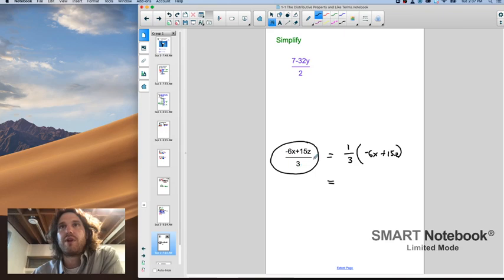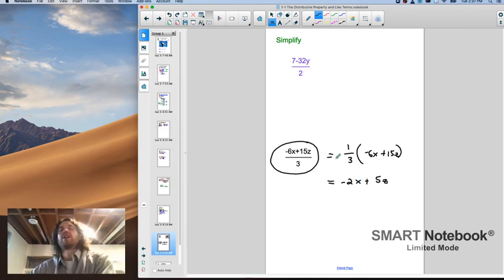Okay, so you're really just saying, hey, what's negative 6 divided by 3? That's negative 2. Tack the variable on. What's 15 divided by 3? That is 5z. So there you have your simplified expression. So in math, you can think of division and multiplication as somewhat equivalent, or just reworked versions of themselves. And same with addition and subtraction.